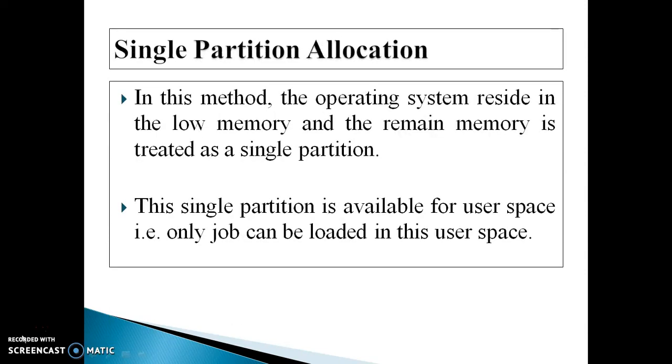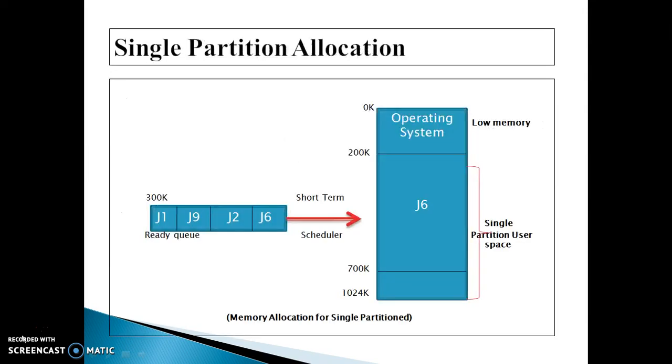In the single partition allocation method, the operating system resides in the low memory and the remaining memory is treated as a single partition. The single partition is available for user space, that is, only one job can be loaded in this user space. This is an example of memory allocation for single partition, which consists of the ready queue, low memory, and single partition user space.